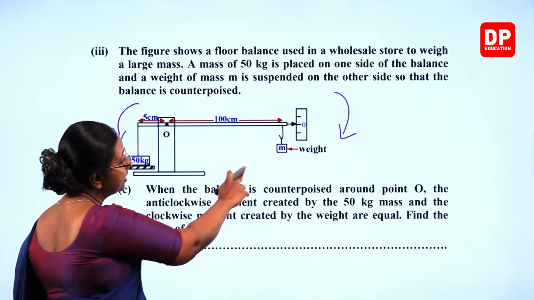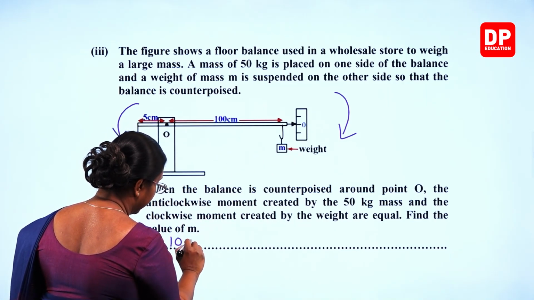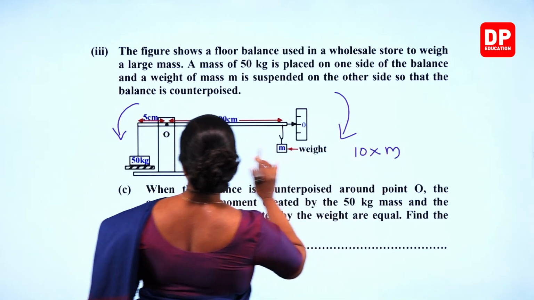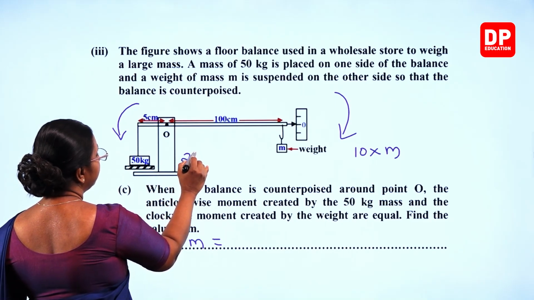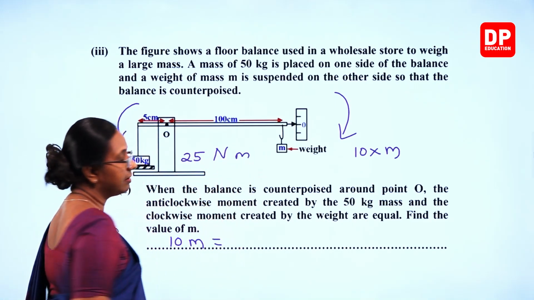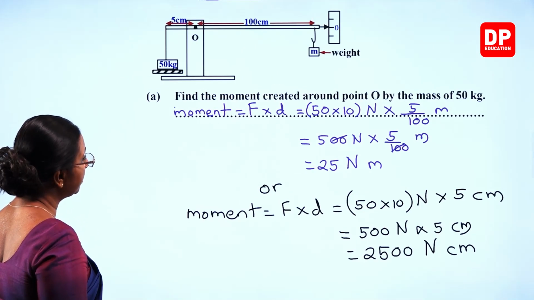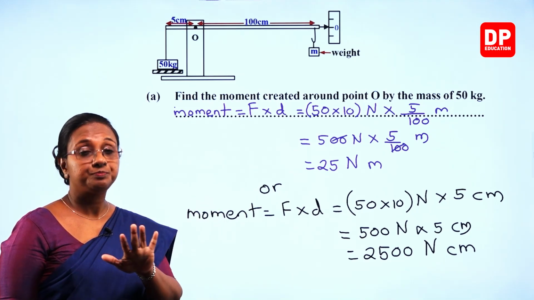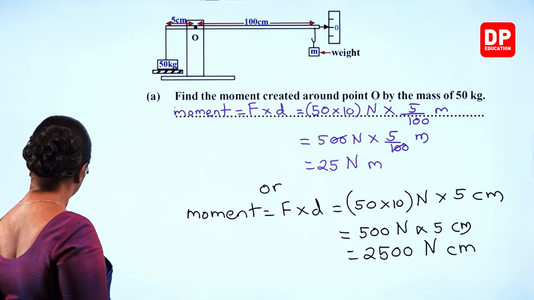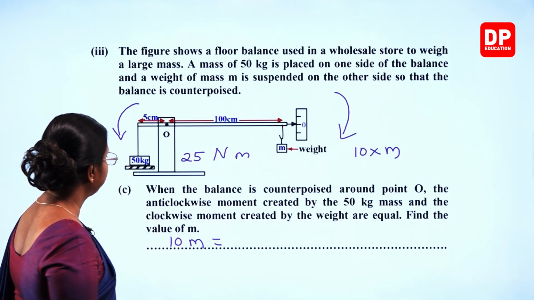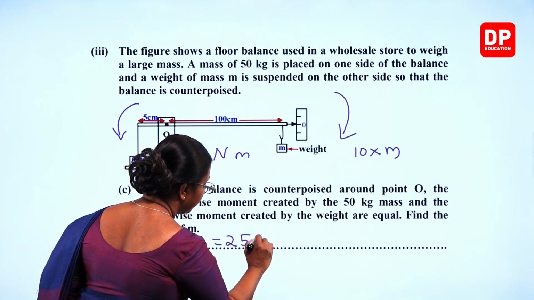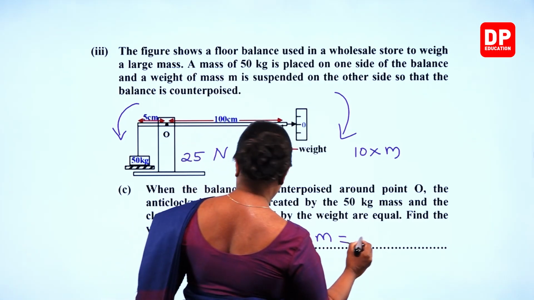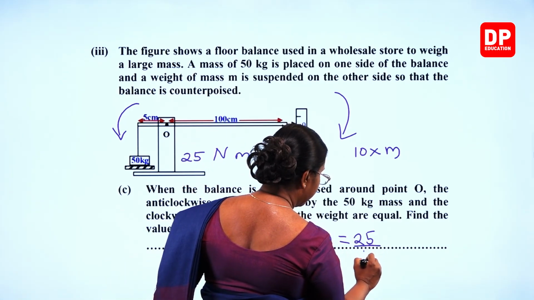So we found the moment for this one, 10 m, that is equal to, this is 10 into m, and this side we found it as 25 Newton meter. You can remember that. If I go back just to show you all, here we found it as 25 Newton meter. So I will write it in standard units. It's easier for us to calculate. So 10 m is equal to 25 Newton meter. So therefore you can find m as equal to 25 over 10.